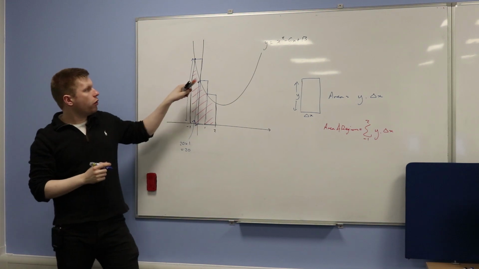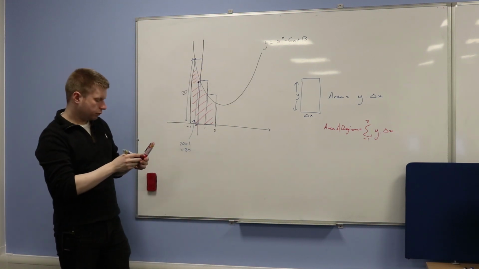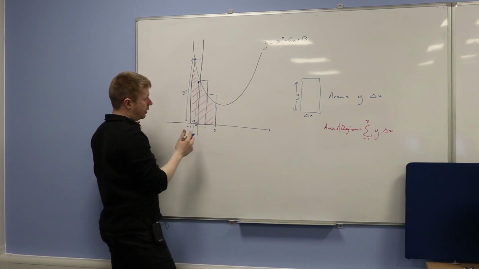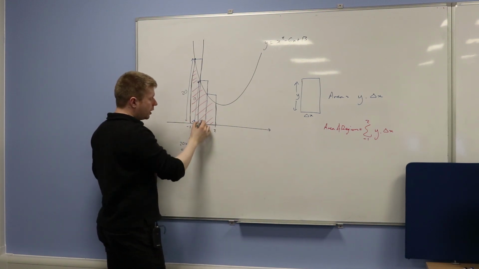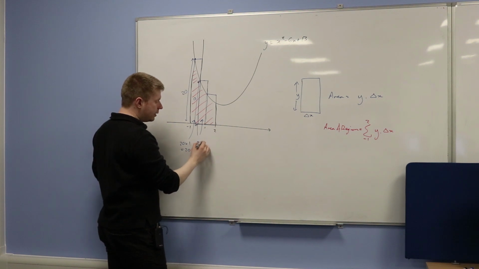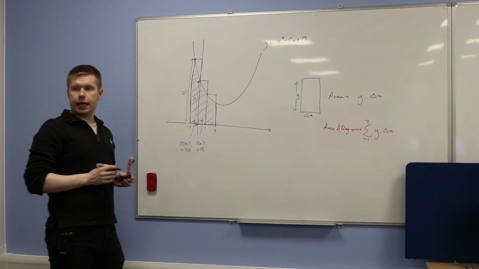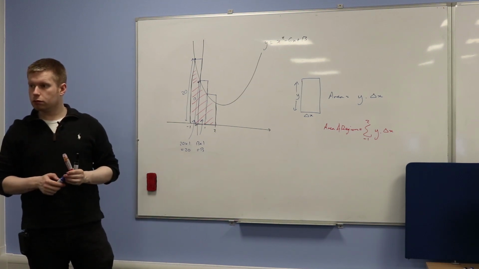So I'm going to stick 0 into this function. It's going to be 13, right? Sorry, that was meant to be 13 there, okay? So that's going to be 13, in which case that area there is going to be 13 multiplied by the same change in x, which is 1. So that gives me 13. Does that make sense?